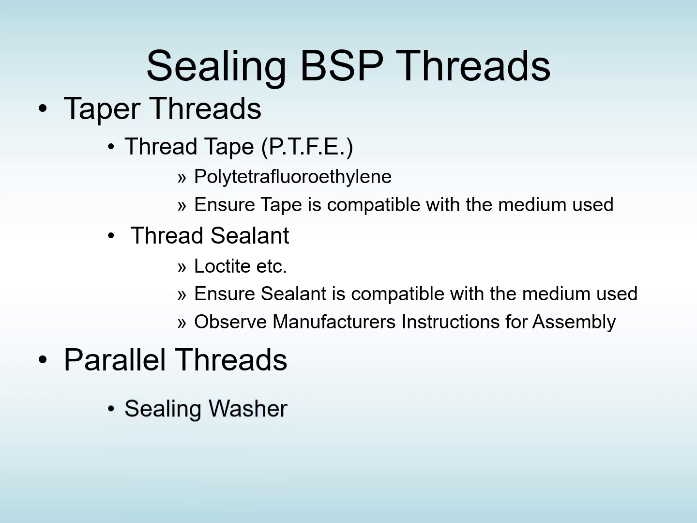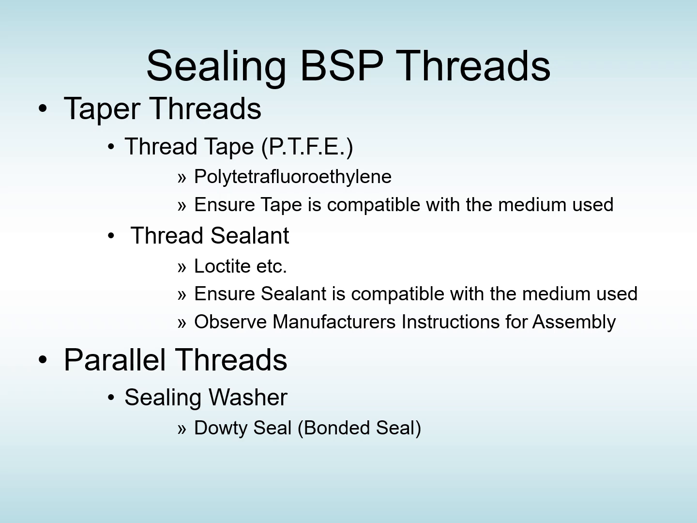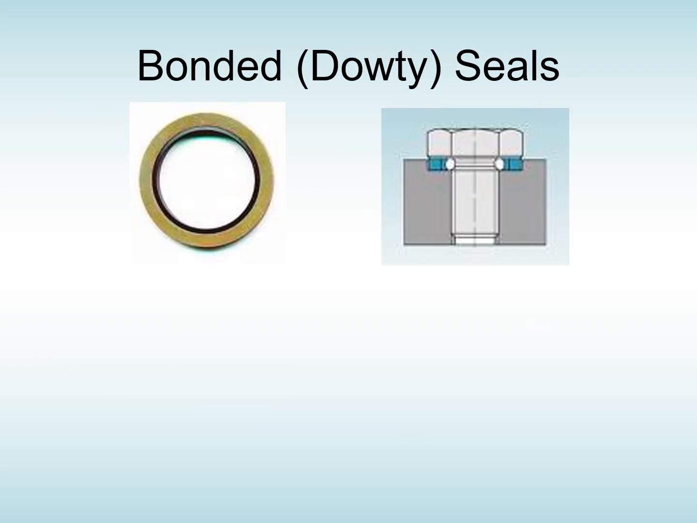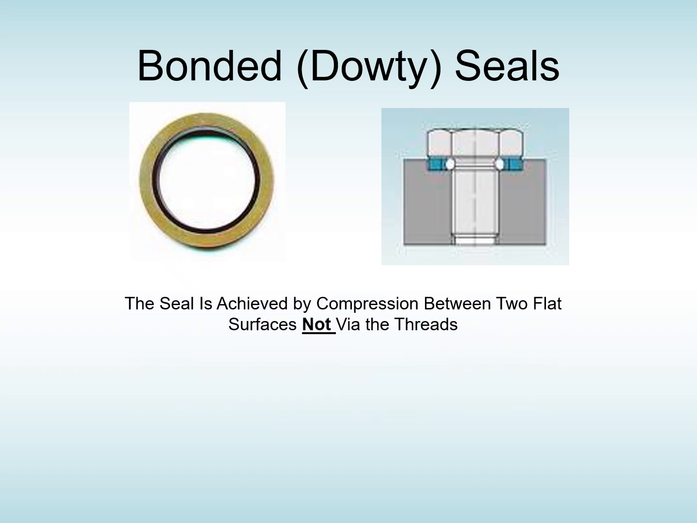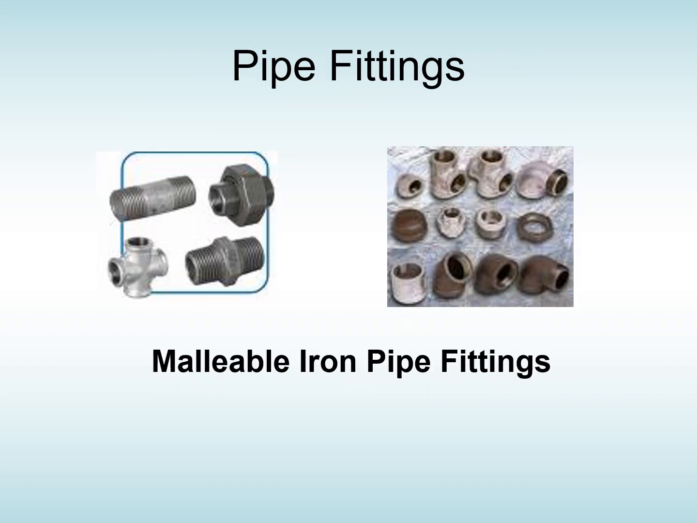Parallel threads, well, that's a different matter altogether. It's sealing washers, Delty seal, bonded seal, or a crush washer. Here you can see a Delty washer or a bonded seal, Delty being the manufacturer's name for a certain product. The seal is achieved by the compression between the two flat surfaces, not the threads. BSPP and BSPT threads are not interchangeable.